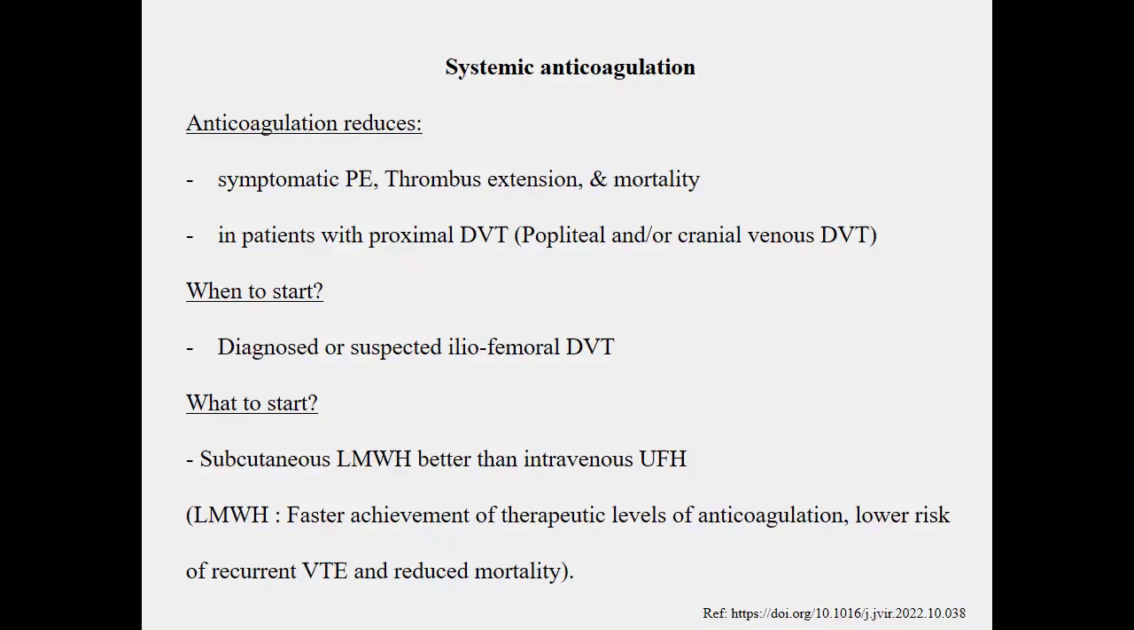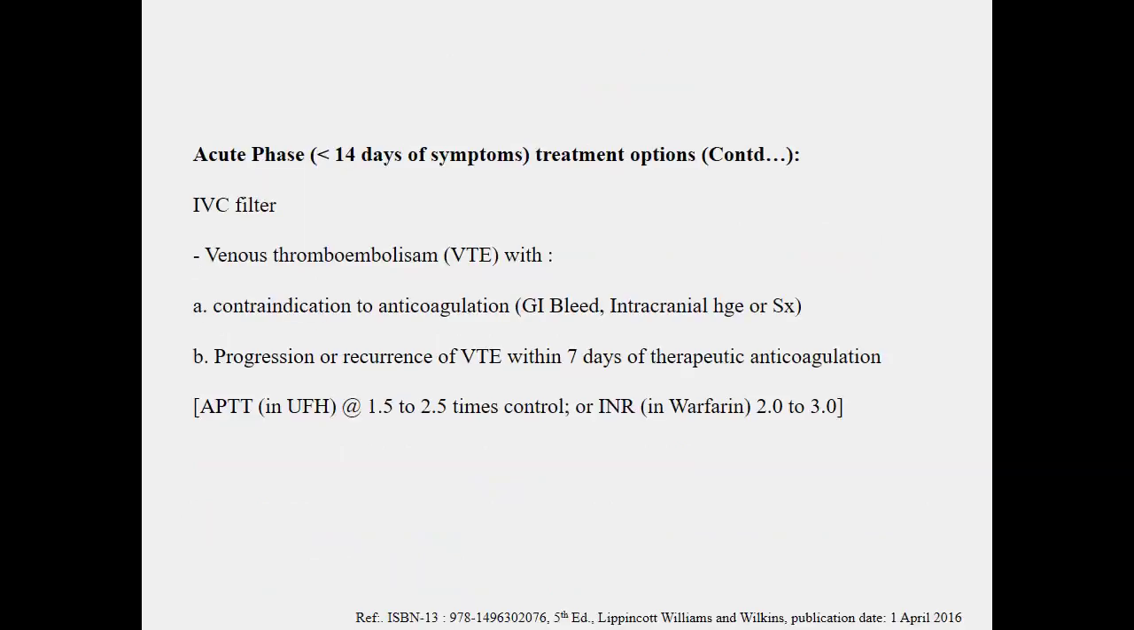In acute phase of deep vein thrombosis, where even after systemic anticoagulation, we see progression or recurrence of venous thromboembolism within 7 days, or when there are conditions where we cannot give systemic anticoagulation, like in cases of GI bleed or recent intracranial surgery, intracranial hemorrhage, in those cases, we put an IVC filter to prevent pulmonary embolism.